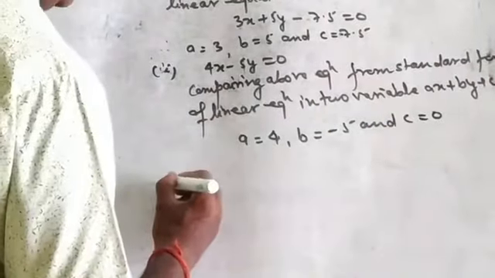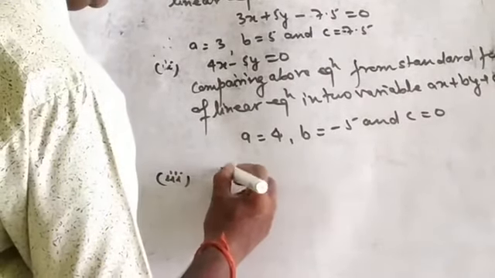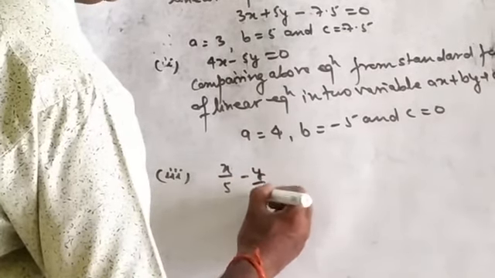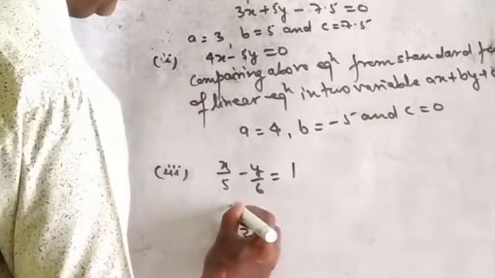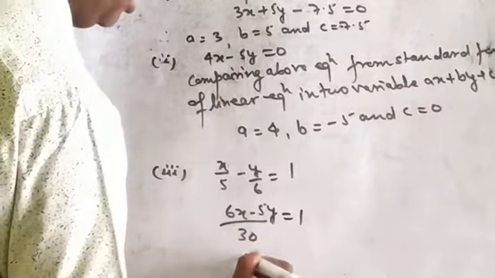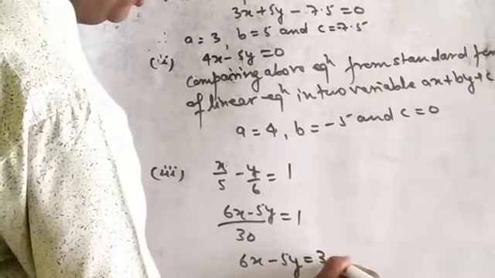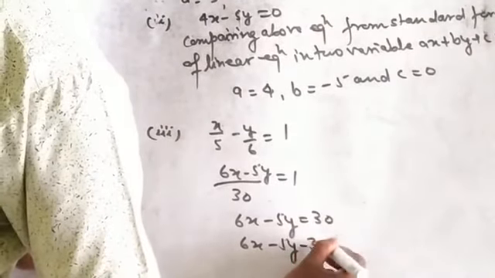Third one also you see here. First we simplify this one. x by 5 minus y by 6 is equal to 1. LCM is 30. 6x minus 5y is equal to 30, or 6x minus 5y minus 30 is equal to 0.